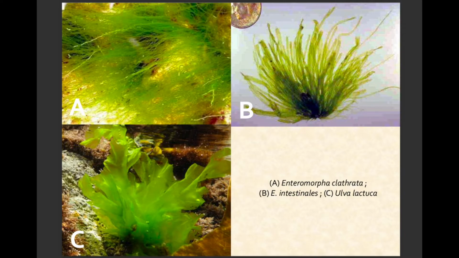So we have your Ulva lactuca. So Enteromorpha clathrata and Enteromorpha intestinalis and your Ulva lactuca. Sila yung mga representative natin. So ganyan, no? Ito ay filament, para siyang filamentous. Ito ay parang may yung Ulva lactuca natin, para siyang may thallus na flattened, no? That's your Ulva lactuca.